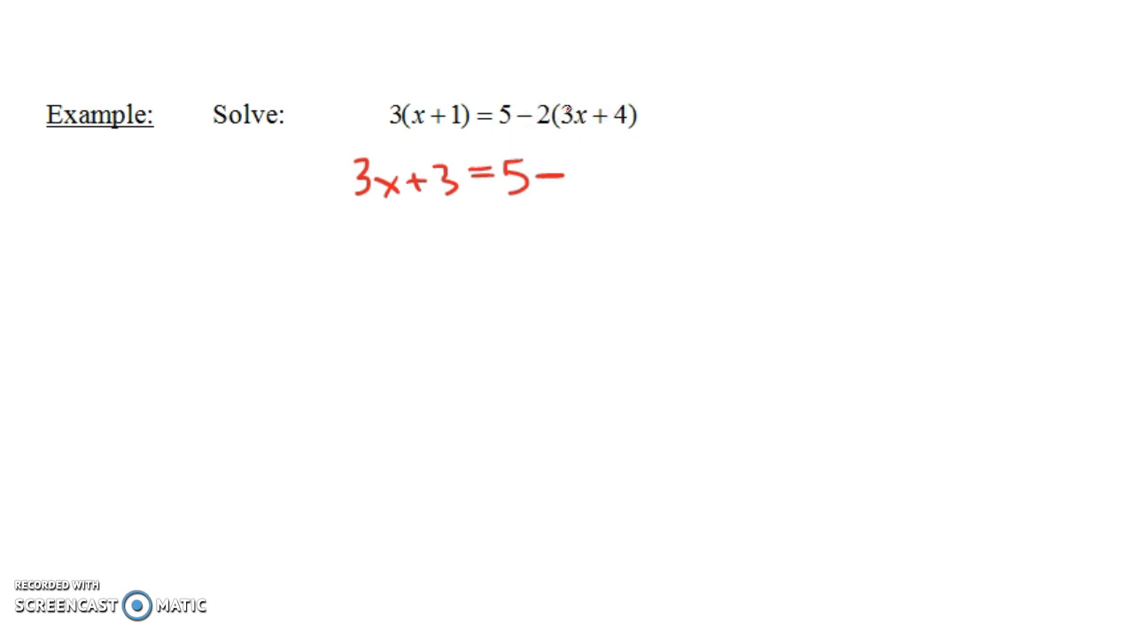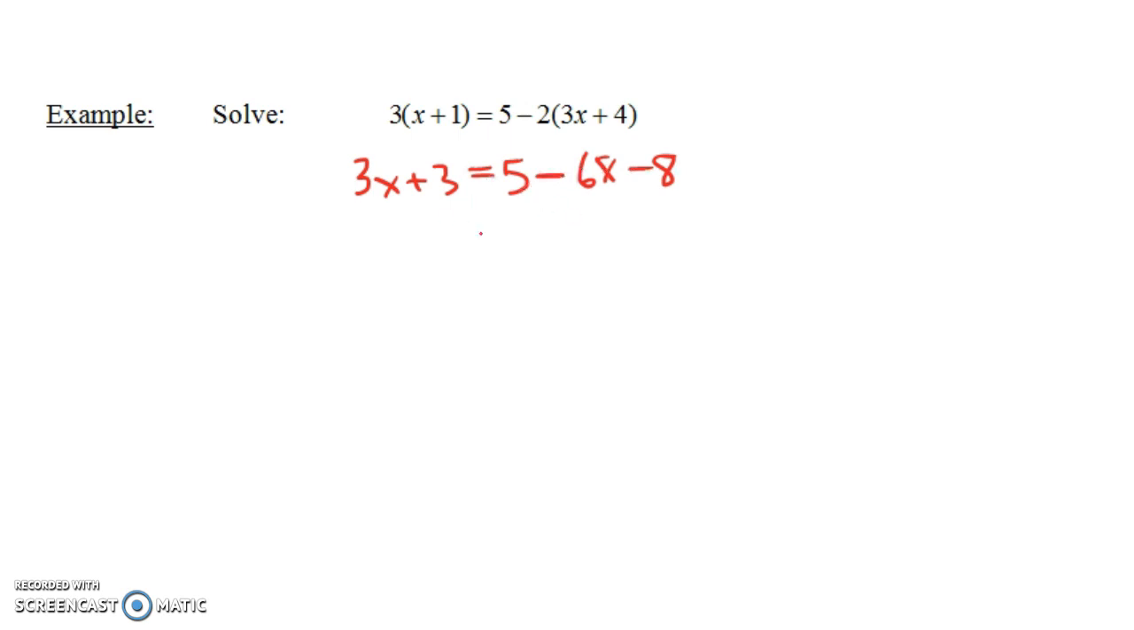Okay, now what is 2 times 3x plus 4? We have to distribute the 2. It would be 6x plus 8. But remember, I'm subtracting. I'm subtracting a 6x plus 8. So it's kind of like I'm subtracting the 6x and I'm subtracting the 8. Okay, so that's minus 6x and a minus 8.